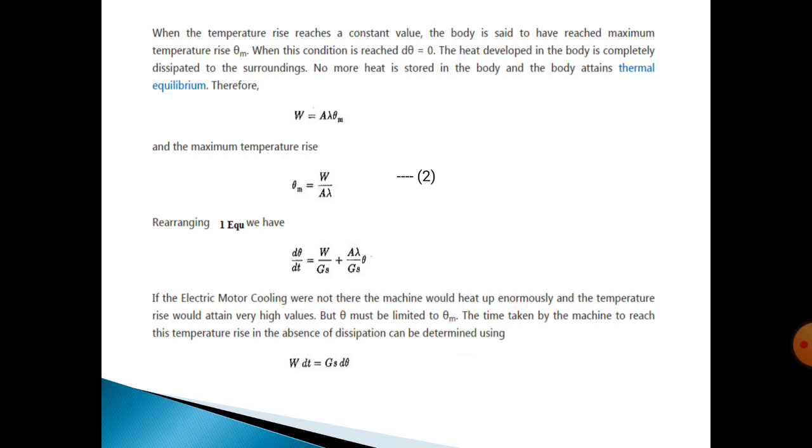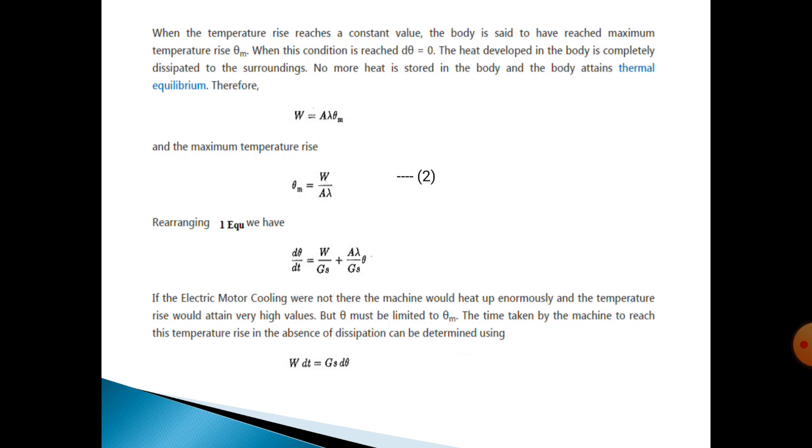We substitute the value in equation 1. So we get W is equal to A into lambda into theta m. Theta m is nothing but the maximum temperature rise. So we can rewrite it as theta m is equal to W by A lambda.